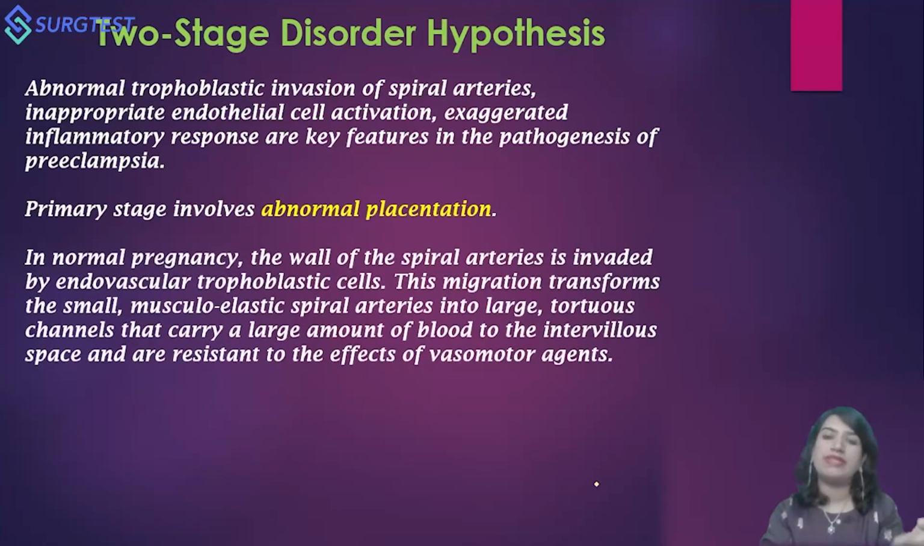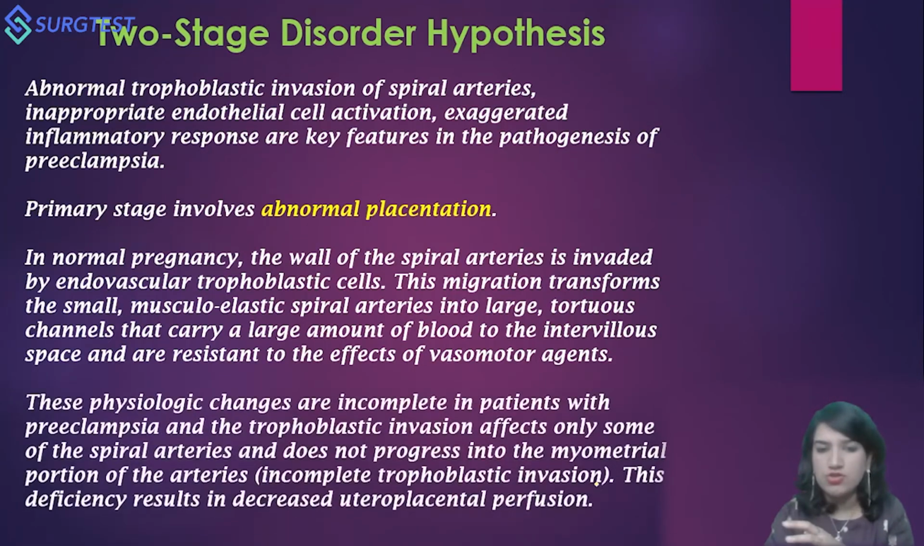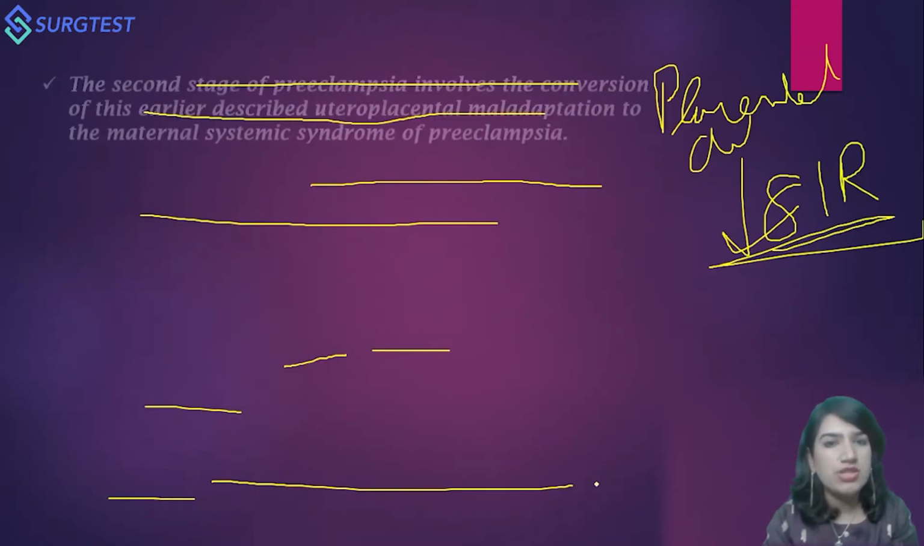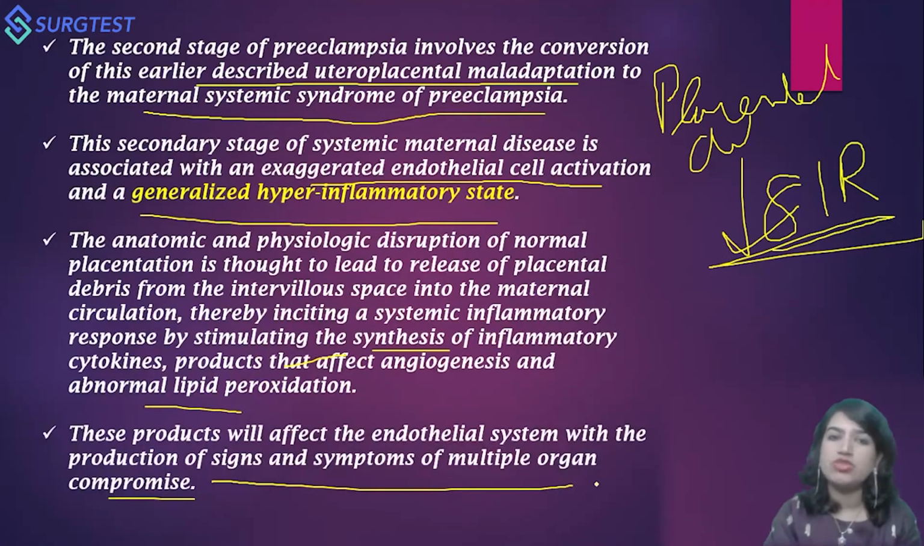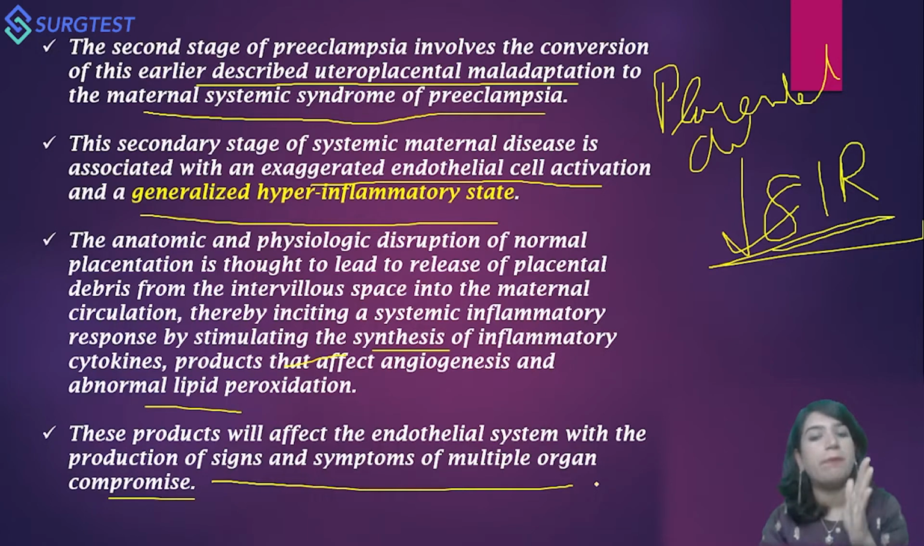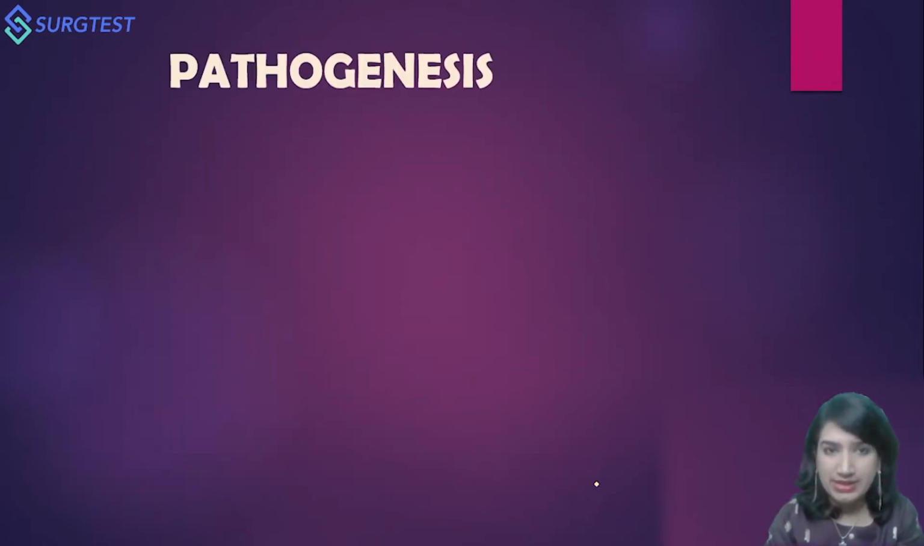In the abnormal presentation, the spiral arteries are not converted into low flow channels or sinusoids and remain responsive to vasomotor agents. That results in uteroplacental perfusion defect. In the systemic syndrome, there is exaggerated endothelial cell activation and a generalized hyperinflammatory state, which is responsible for the multiple organ compromise in preeclampsia.